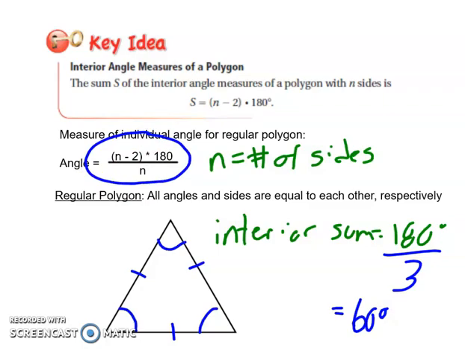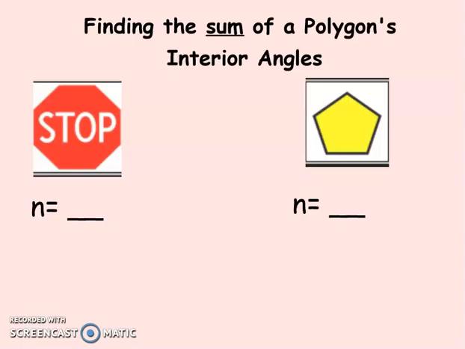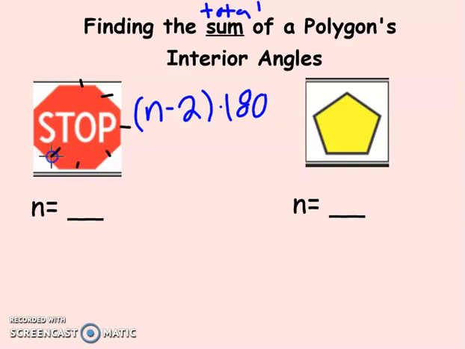So let's take this and put it into practice. It says finding the sum of a polygon's interior angles. Remember, sum means total. So what we're going to have to do here is count up the number of sides, and we're going to use the n minus 2 times 180 degrees. Well, for the stop sign, let's count up how many sides I have. I have 1, 2, 3, 4, 5, 6, 7, 8. So I have 8 sides.